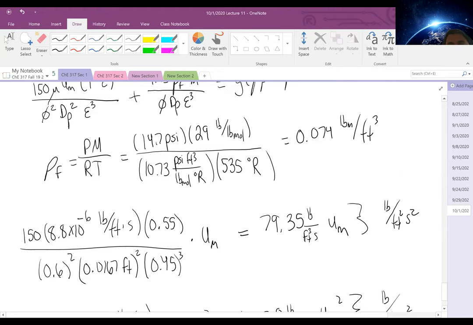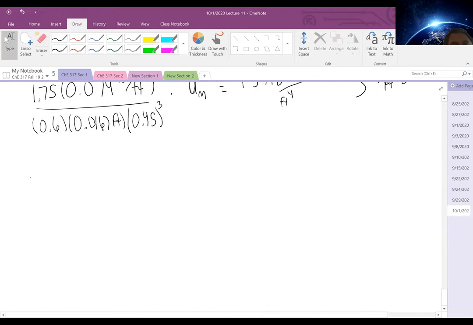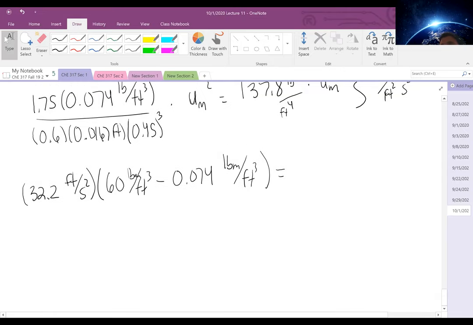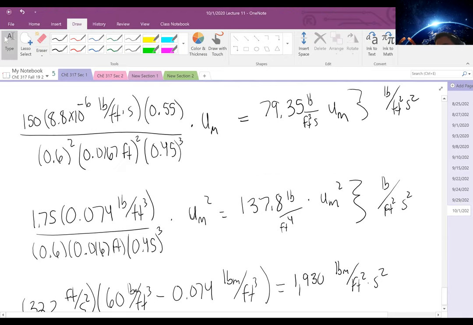Then for our last term, I simply have gravity, or 32.2 feet per second squared, times the relative density, or 60 pound per feet cubed minus 0.074 pound mass per feet cubed. And this one I end up with 1,930, with units of pound mass per feet squared, second squared. So for each of these terms, my units match up.